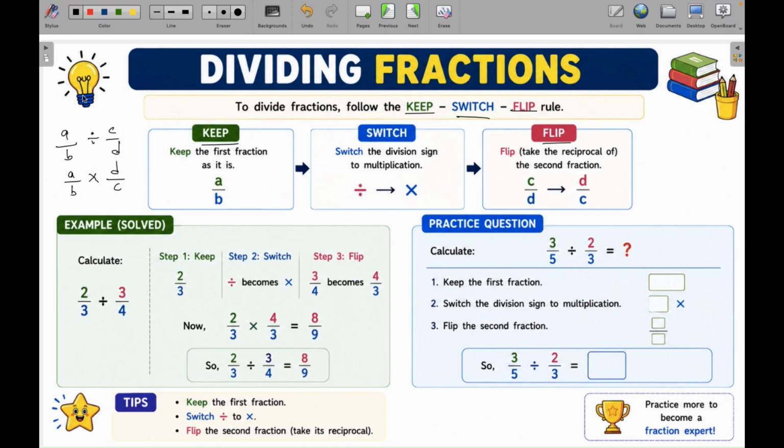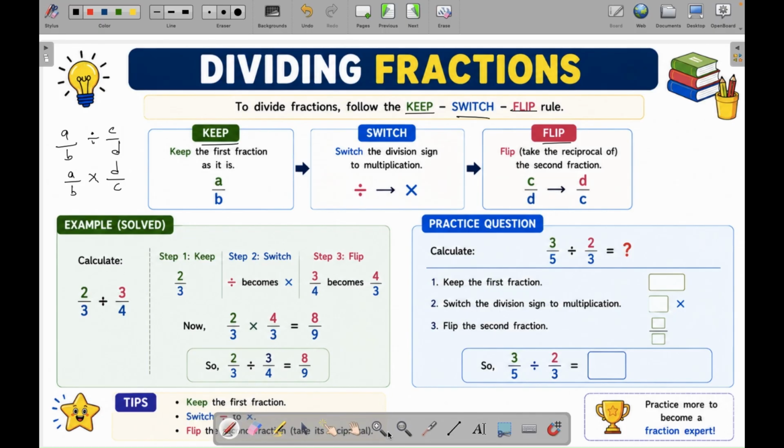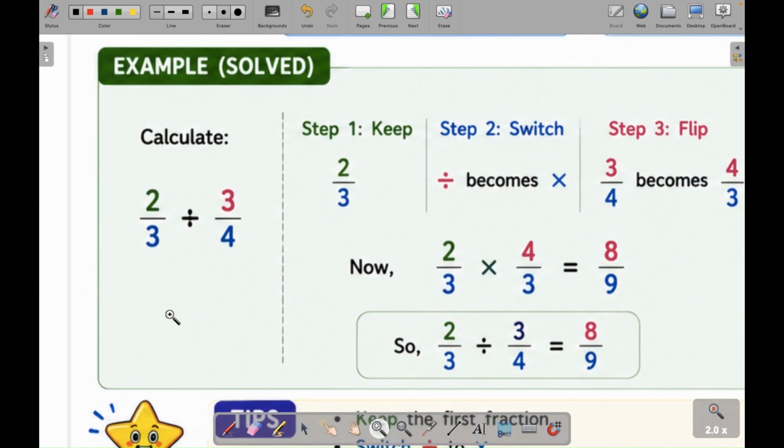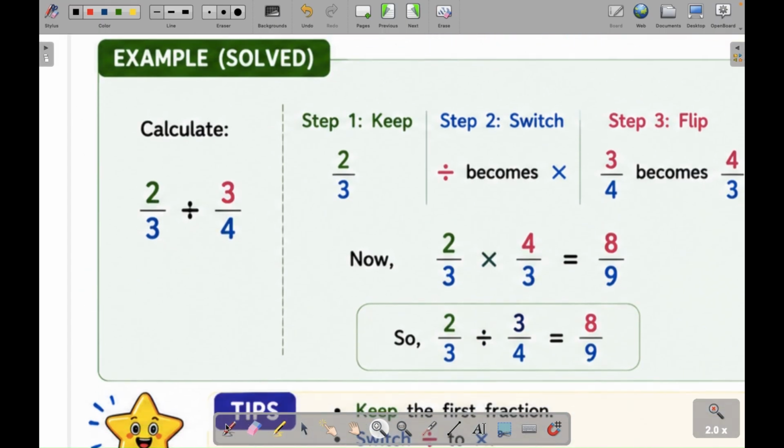The first question we have is 2 by 3 divided by 3 by 4. So we'll apply this rule here. The first step says keep. So 2 by 3 we keep as it is. Then the second step says switch. So this divide becomes multiply. And the third step says flip. Flip means this 3 by 4 will become 4 by 3. We have to take the reciprocal.